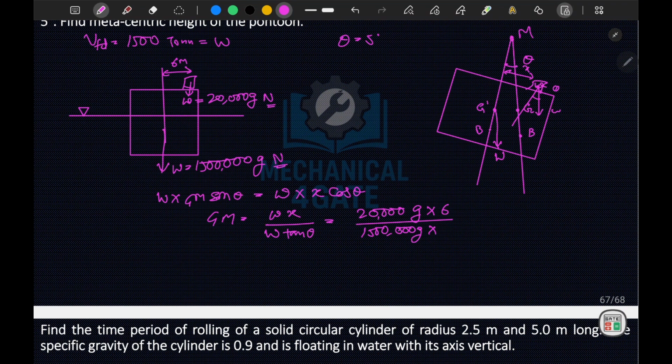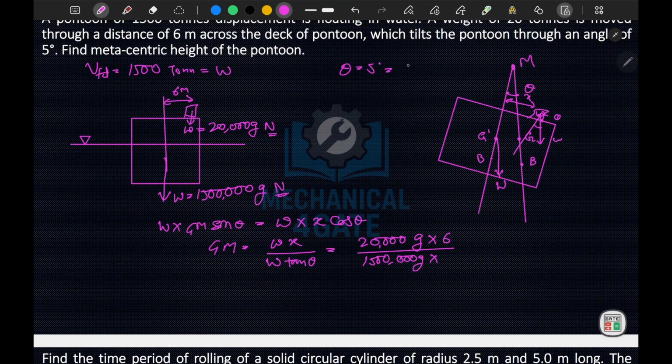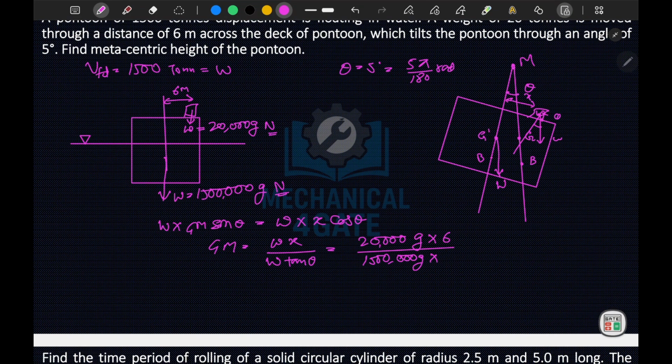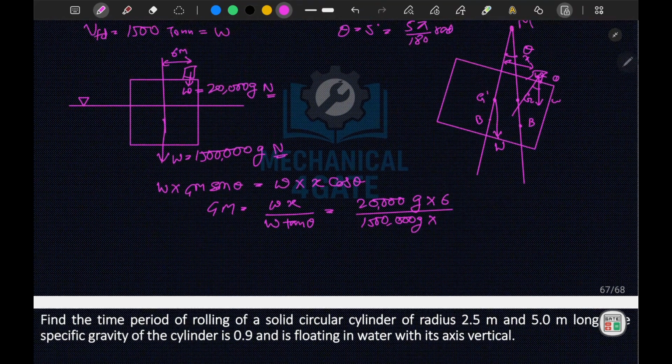Tan theta can be written as, since it is 5 degree, so 5 degree can be written as 5 pi upon 180 radian. Since the angle is small, tan theta can be written as theta, and this will become 5 pi into 180. If we solve this, the pi term will cancel out.